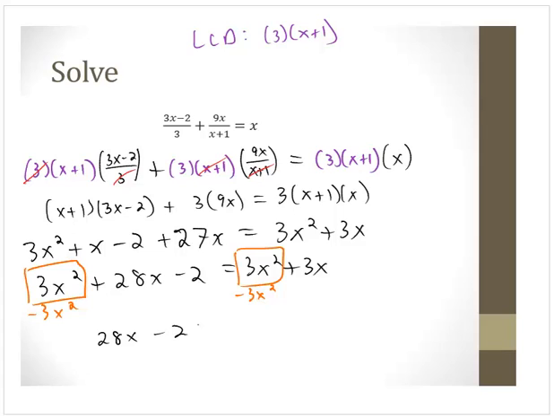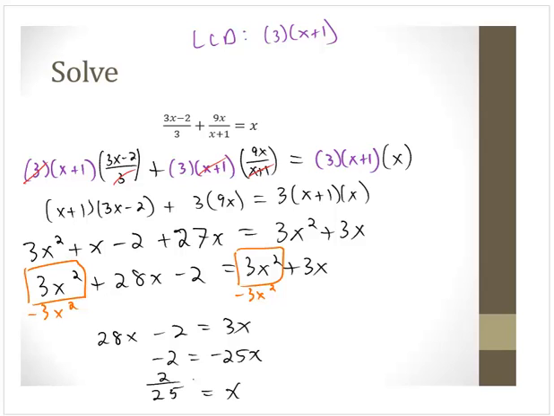28x minus 2 is 3x. I'll move the 28x to the right through subtraction. Negative 2 is equal to negative 25x. And let's see, dividing by negative 25, x would equal positive 2/25ths. And again, only one solution here.